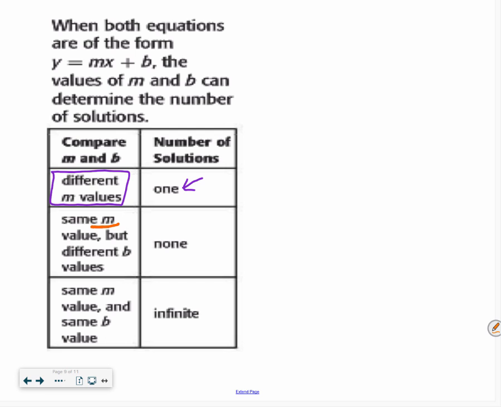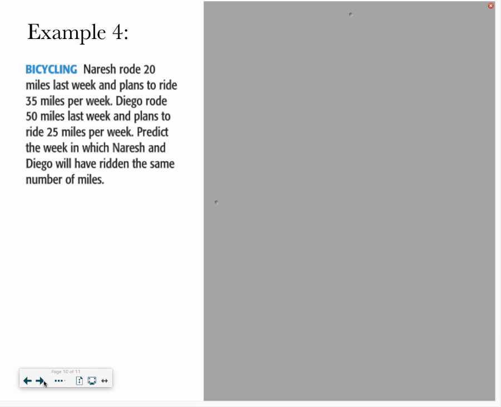If you have the same m value, or the same slope, but different b values, that means you have two parallel lines. It means you have two lines that look like this, and that means no solution. If you have the same slope and the same b value, that means you have the same equation, and the same equation means that it has infinitely many solutions, okay? So that's one benefit of rewriting your equations in the y equals mx plus b form.